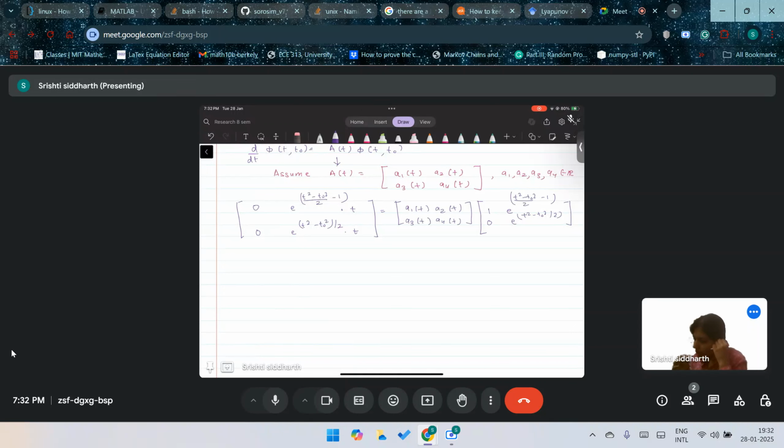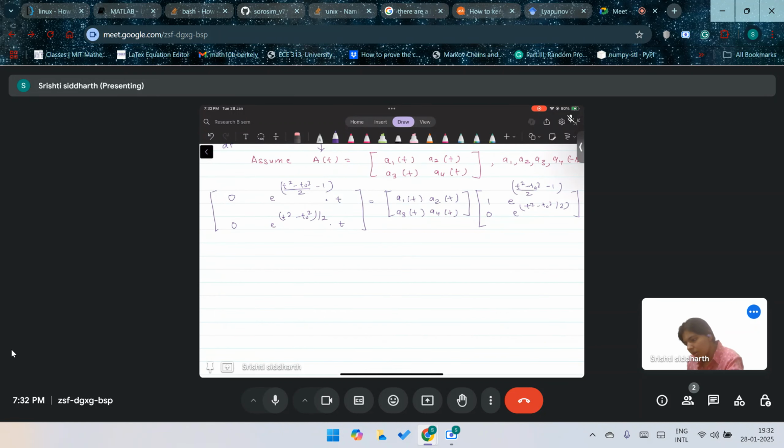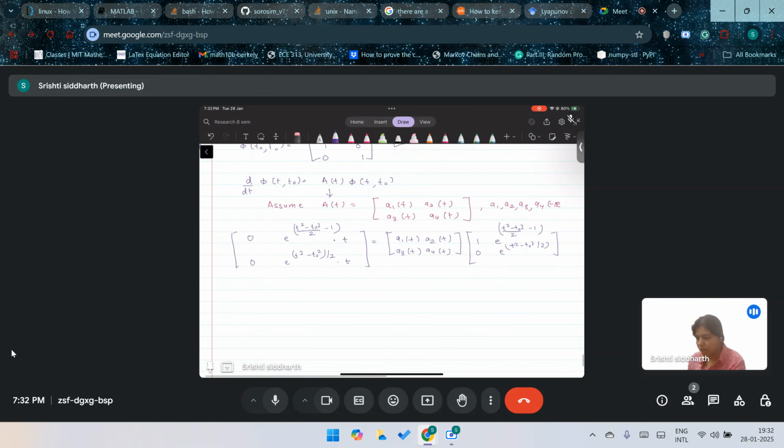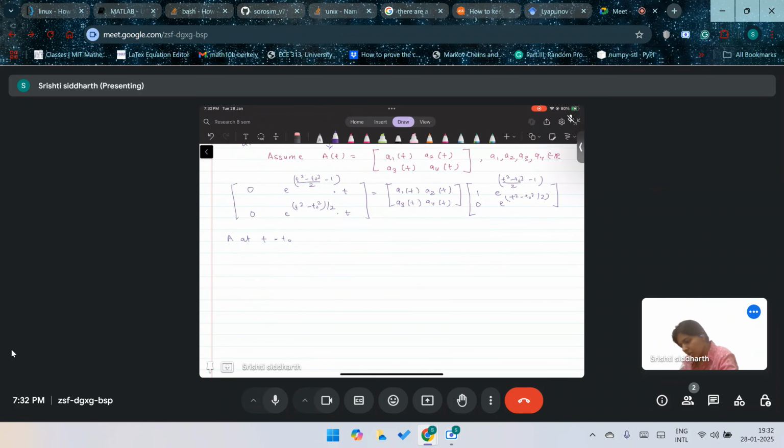Alright, so one way we can find out this matrix is to just post multiply by the inverse of this on both sides. So that's one way. The other is we can just find the matrix A at time t equals t naught. Right. So if we substitute that, we have, substituting t equals t naught in the above equation.